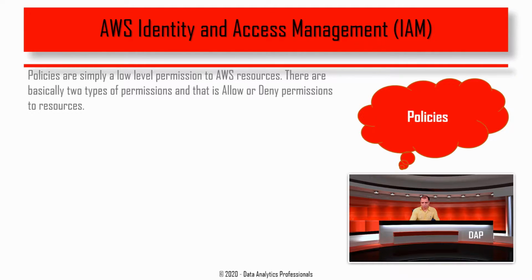Now let's see policies. Policies are simply low-level permissions to AWS resources. There are basically two types of permissions, and that is allow or deny permissions to resources. Just remember, by default everything is denied.